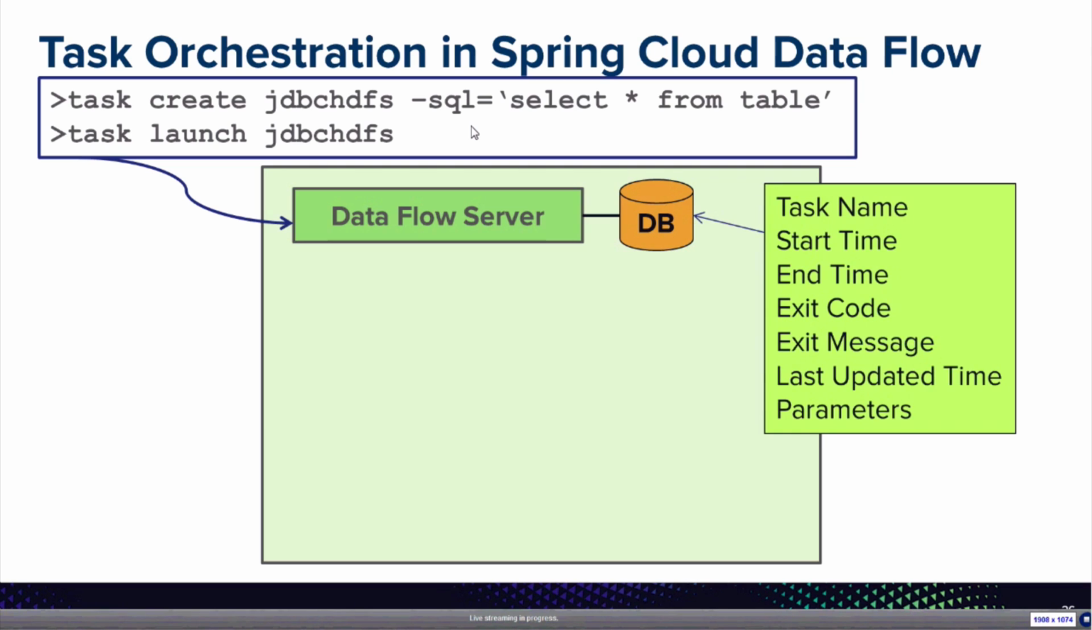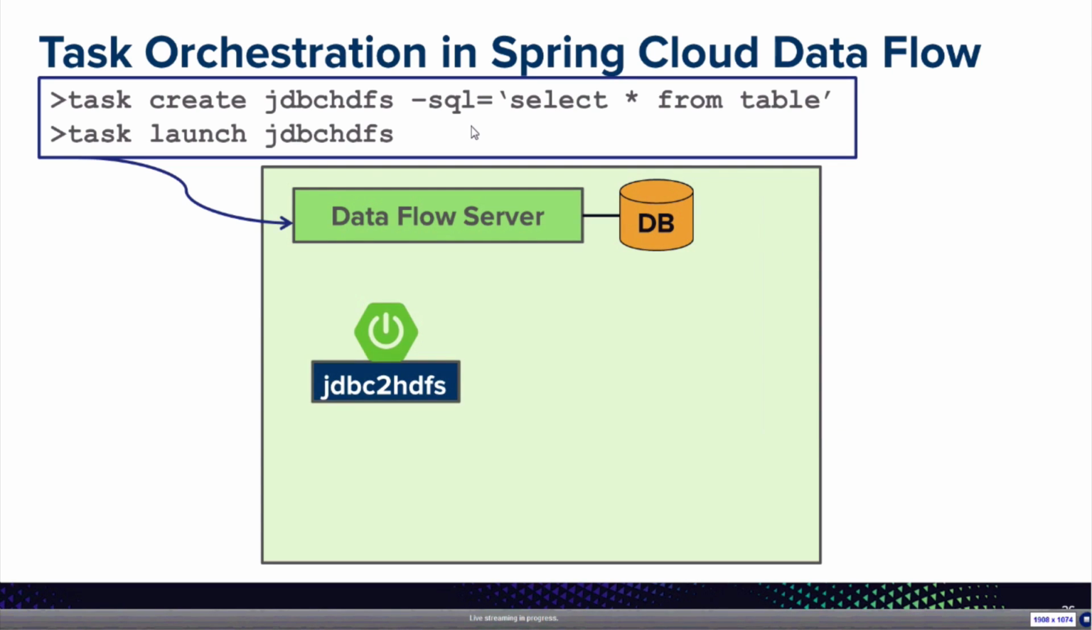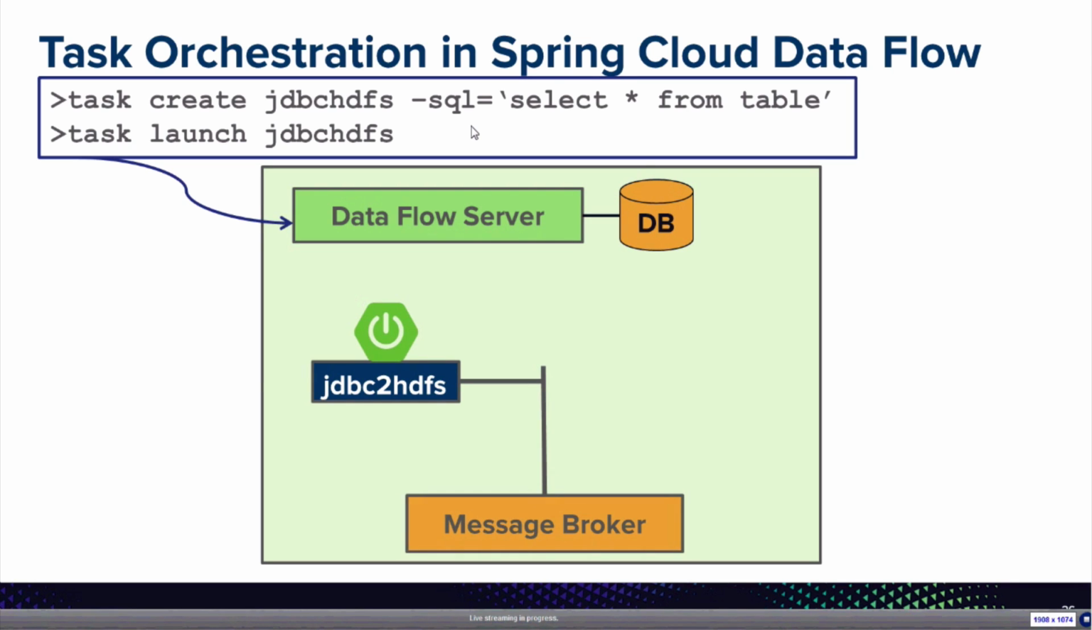We'll launch, in this case, I'm showing the JDBC to HDFS app. And what's interesting is that we also have communication with the message broker so that, for example, you can know when the task is started and stopped. So this allows you to create a stream definition that will consume, for example, from the task event destination.